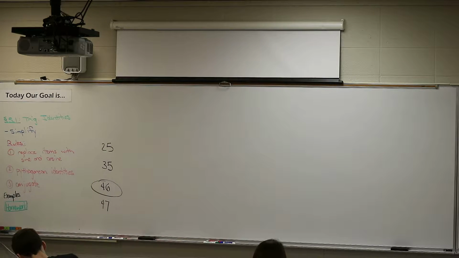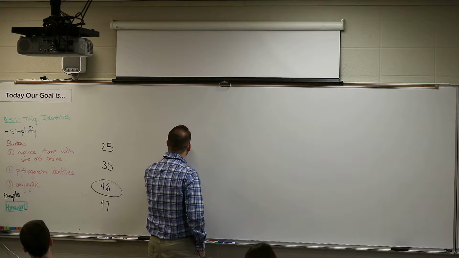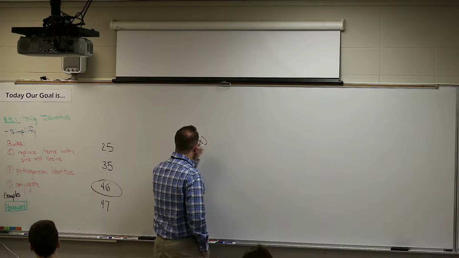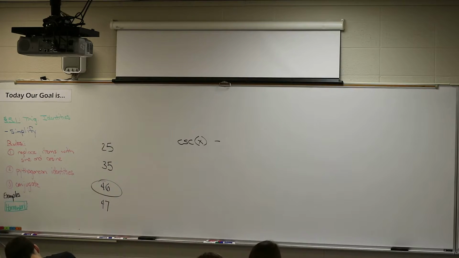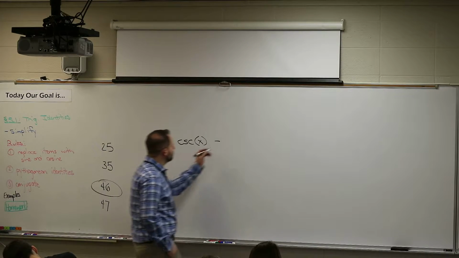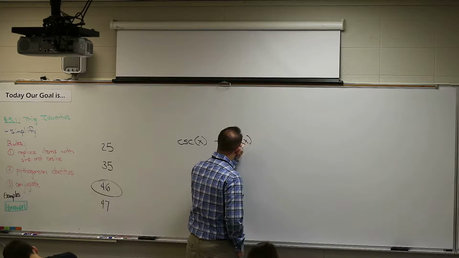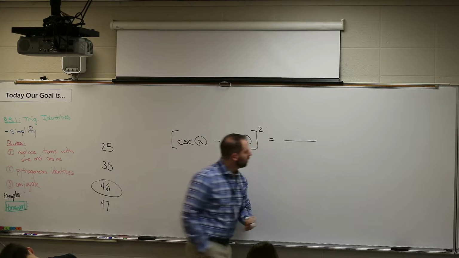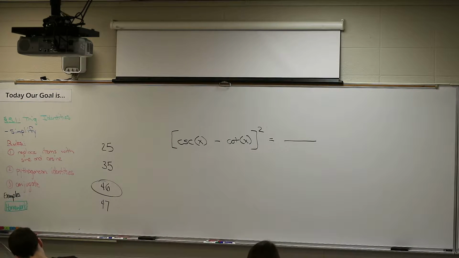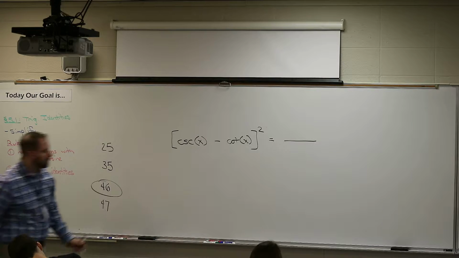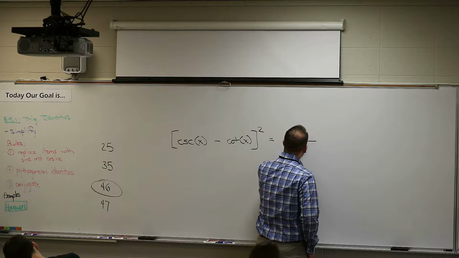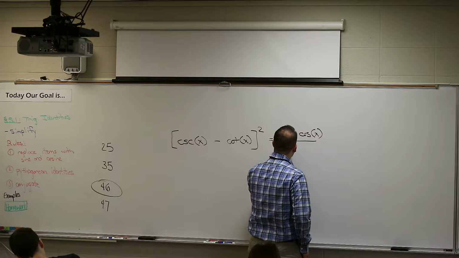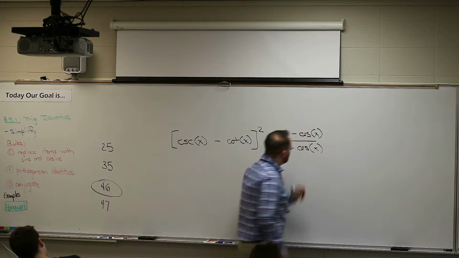Now with number 46, there are multiple ways to do these problems, so I'll show you one. Here it is: cosecant x minus cotangent x, quantity squared, equals the fraction 1 minus cosine x over 1 plus cosine x.